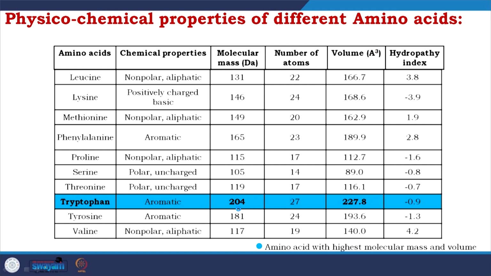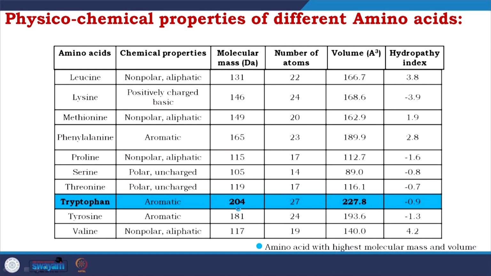The molecular mass for leucine is 131, you go back and calculate. That's an assignment from my side. The more you do the calculation of the atomic compositions, the more you understand the composition. Lysine 146 Dalton. By the way, the average molecular weight of an amino acid is 110 Dalton. Methionine 149, phenylalanine 165, proline 115, serine 105, threonine 119, tryptophan 204, tyrosine 181, valine 117. Tryptophan is the amino acid with the highest molecular mass.